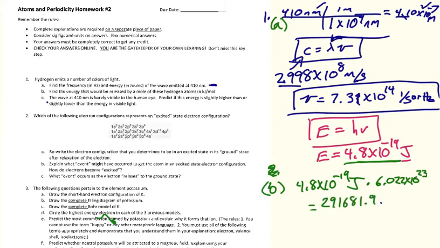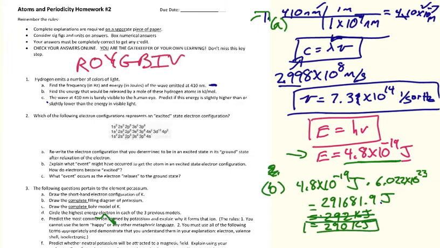I get 291681.9, but that's in joules, and it wants it in kilojoules, so we've got to move it 3 decimal places over. So it looks like it could be about 292 kilojoules. I got to check my sig figs. It came from all this stuff up above, which had 2 sig figs, 2 sig figs. So I probably need 2 sig figs, so 290 kilojoules should be the final answer.